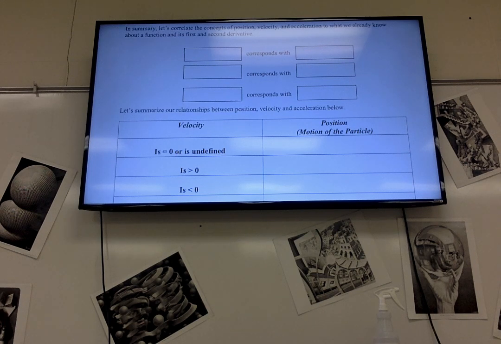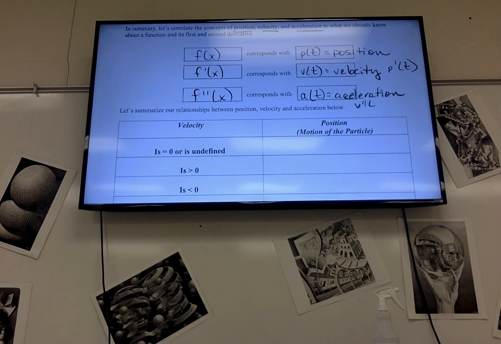Okay, in summary, let's correlate position, velocity, and what we already know. Position versus time graphs. A regular f of x corresponds to which of these three things? Position. Then f prime of x corresponds to velocity. And f double prime of x, acceleration. Now up here, I didn't put it and I should have. This is also p prime of t. And this is v prime of t and p double prime of t.